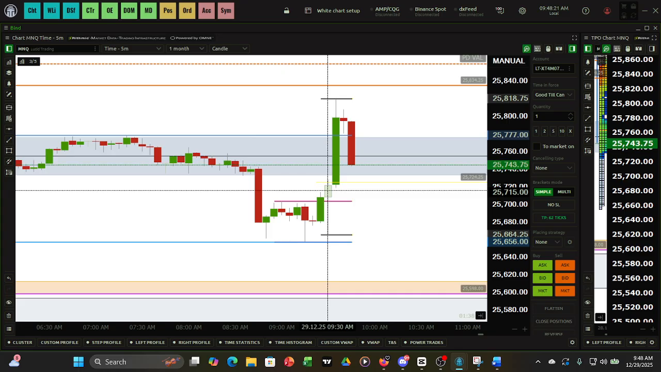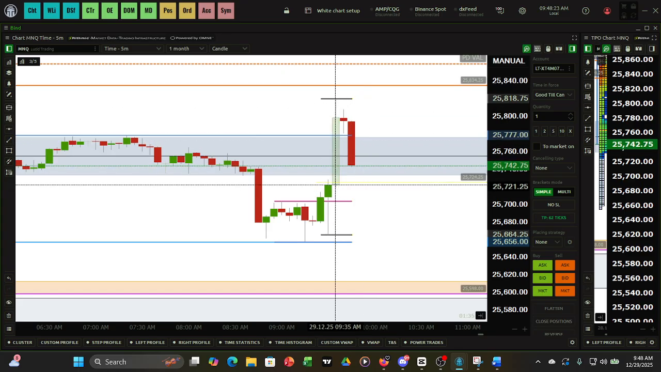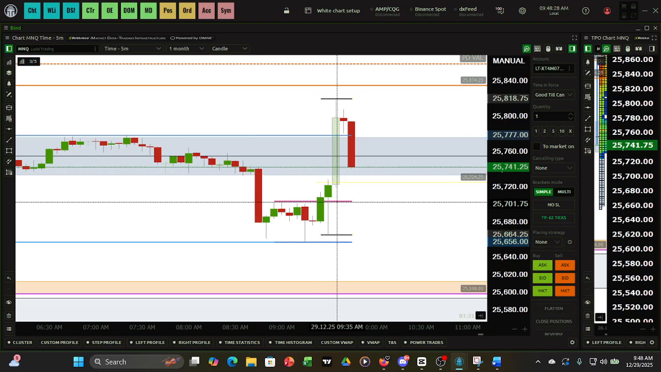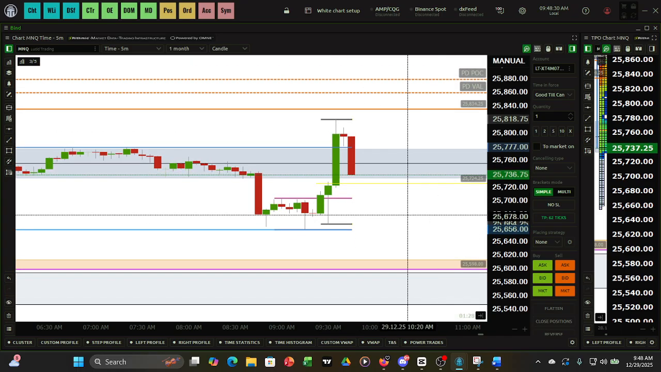Now, in a different instance, if it's a gap up and we get the same thing, you're looking for a break of the first 5 minute candle to the downside, and that would give you that downside target for the gap fill.